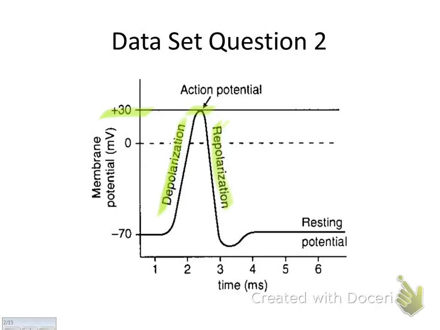Potassium shot out through the channels, right? Okay, and then what was it right here? What was that called? Hyperpolarization, where too much potassium went out. Yes? Okay, and then back to resting potential. What maintains resting potential?